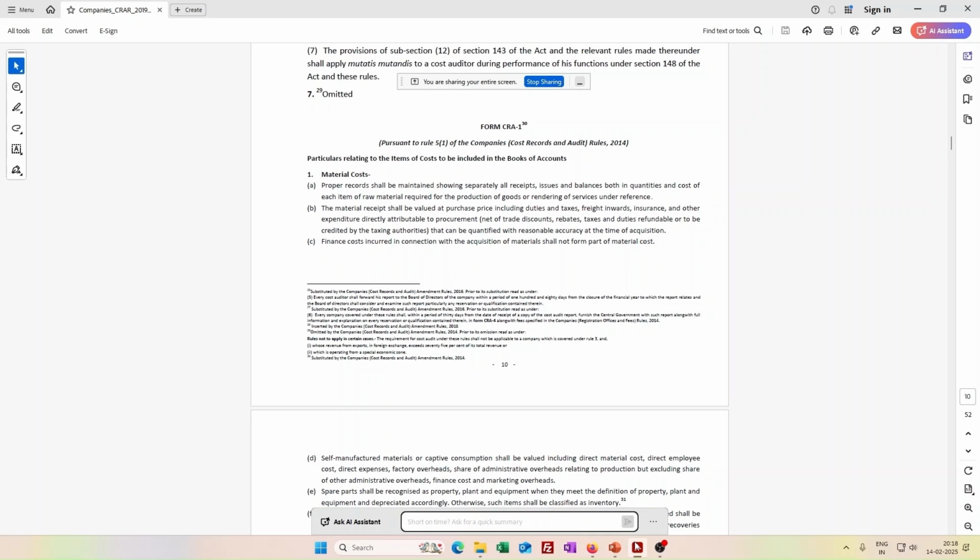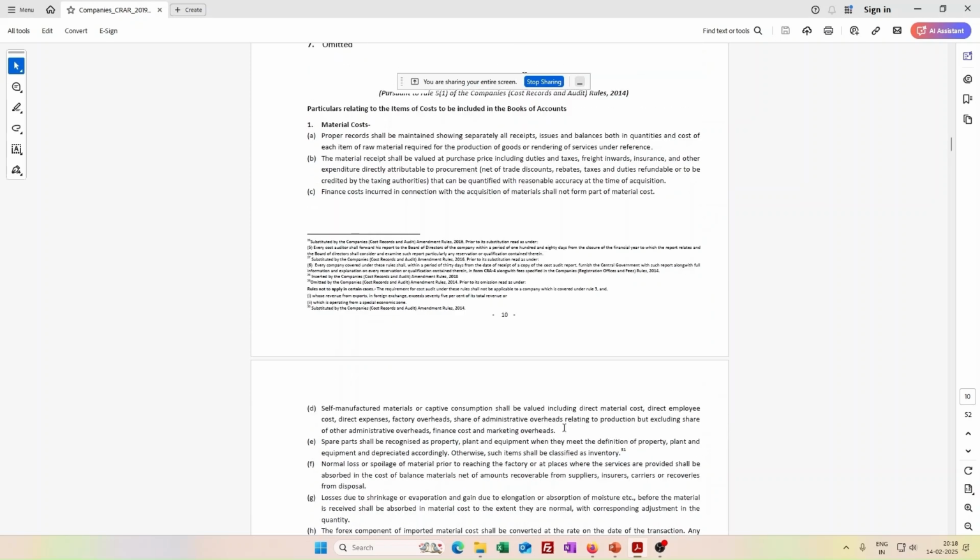If you get some benefit of tax in the way of input tax credit, that should be deducted from the total material cost. If you have some subsidy or if you get some discount, that is also to be considered while arriving at the material cost.